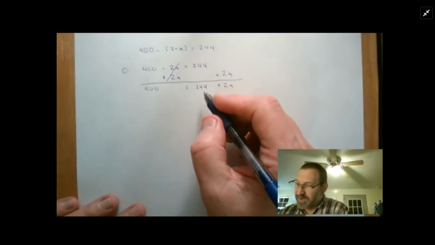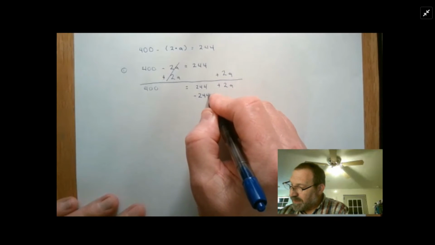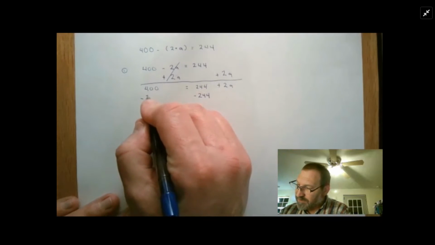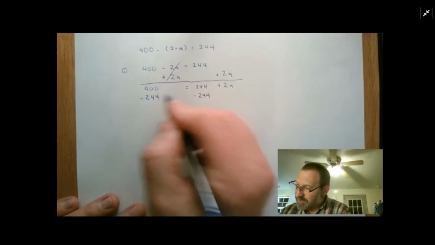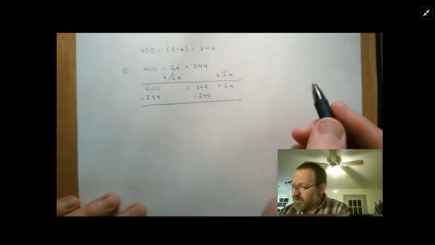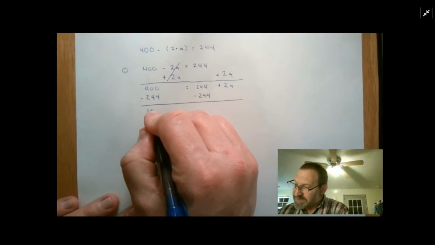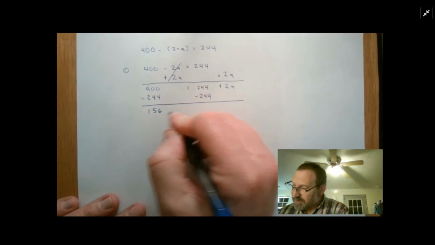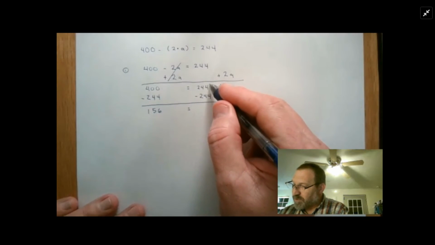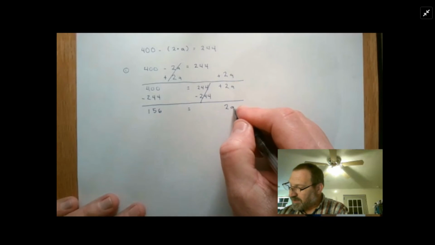The opposite of positive 244 is minus 244. And like we said before, whatever we do to one side, we must do to the other. We're going to simplify. 400 minus 244 is 156. We'll bring down our equal sign. 244 minus 244 cancels out, and we're left with 2a.